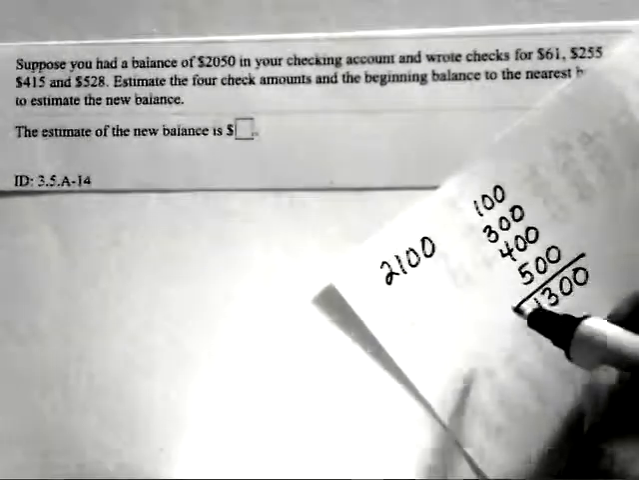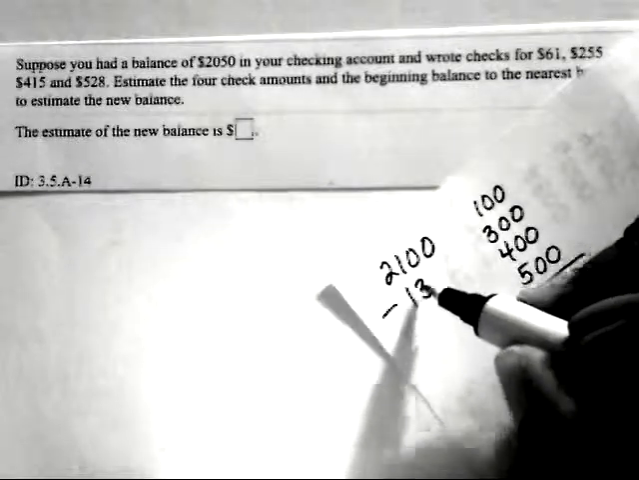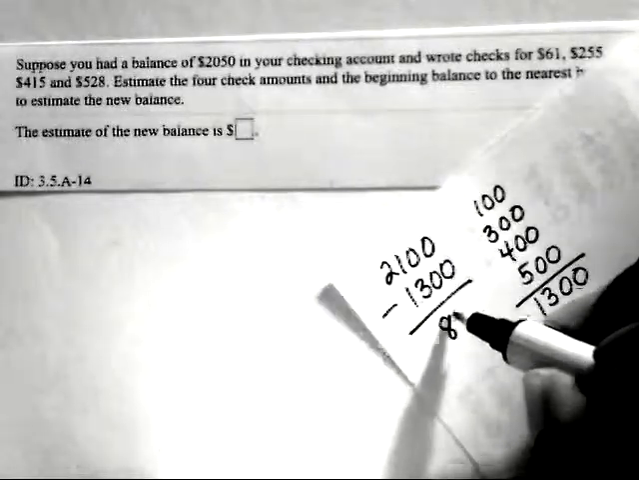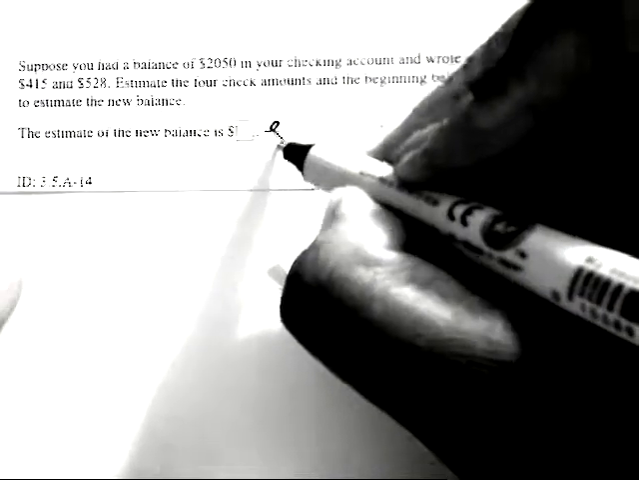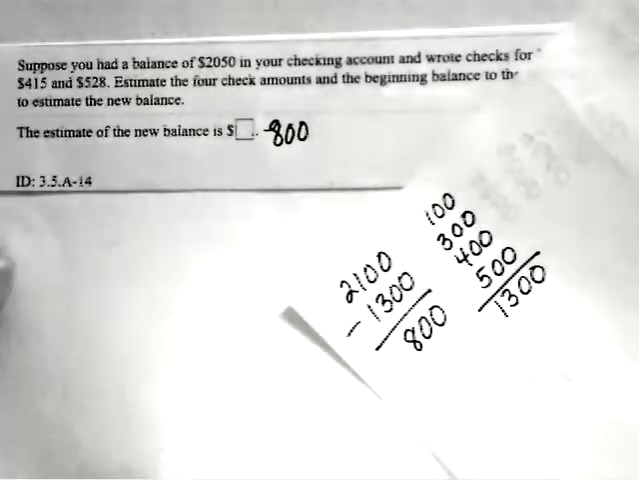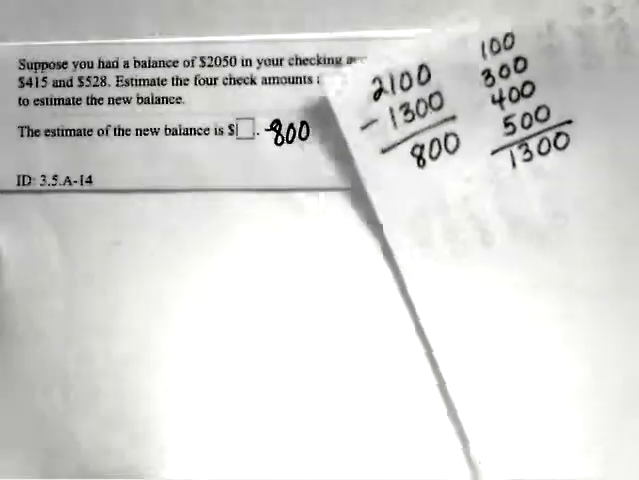So to estimate the new balance, subtract the 1,300 from the 2,100, and you'll get $800. So the estimate of the new balance is $800.